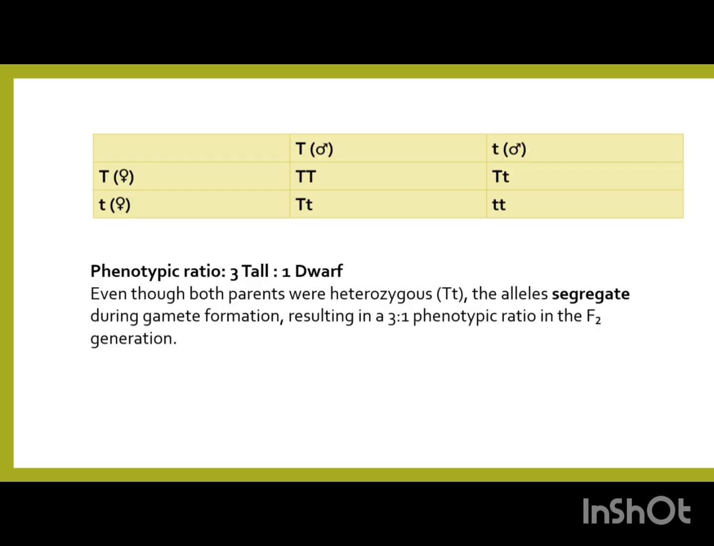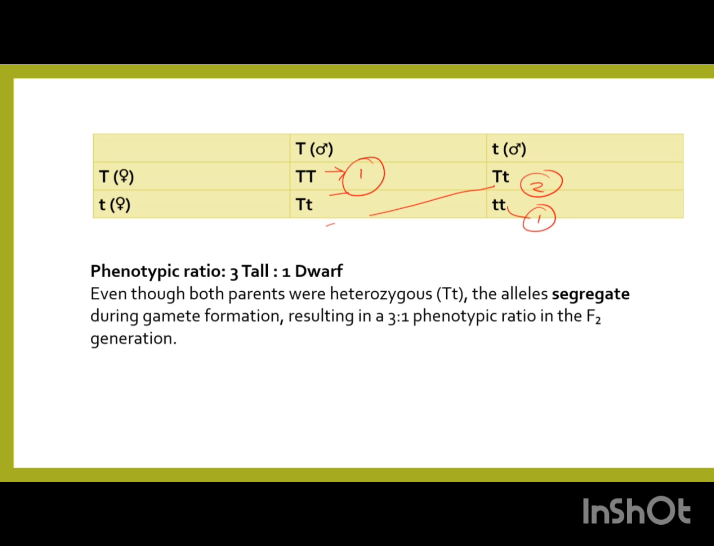Now this is the Punnett square, which we can calculate on our own. This Punnett square is denoting that there is one capital T capital T, two capital T small t, and one small t small t. This gives the phenotypic ratio of 3 tall to 1 dwarfed. So this is the law of segregation.